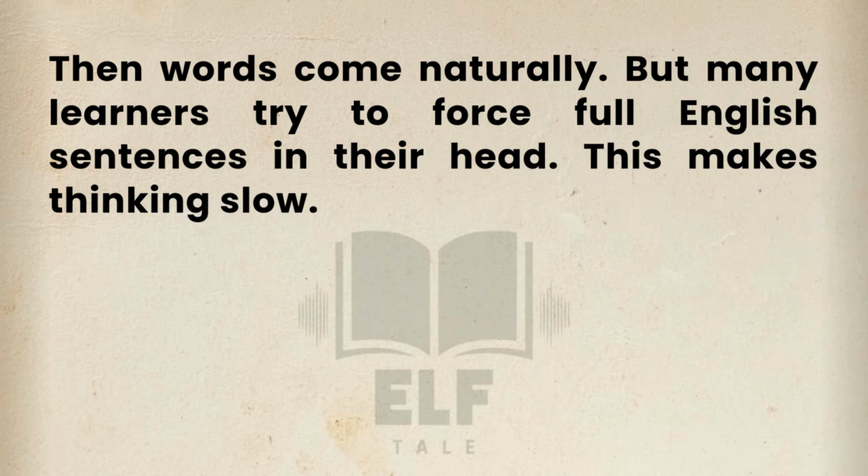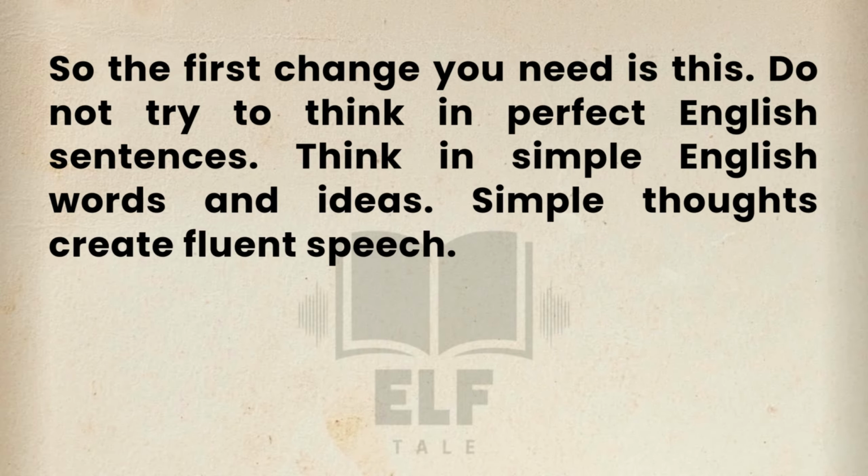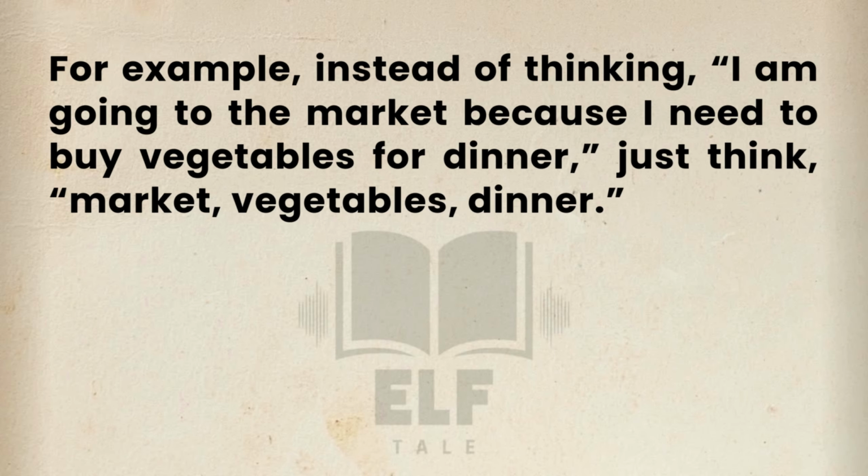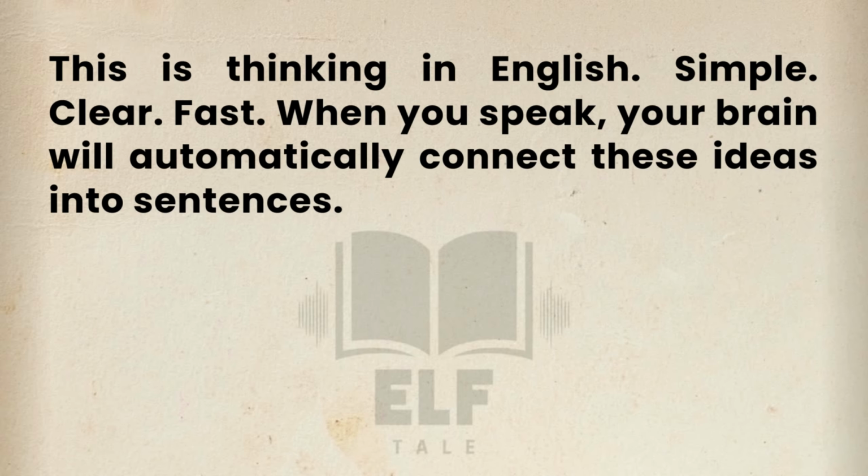This makes thinking slow. So the first change you need is this: do not try to think in perfect English sentences. Think in simple English words and ideas. Simple thoughts create fluent speech. For example, instead of thinking, "I am going to the market because I need to buy vegetables for dinner," just think market, vegetables, dinner. This is thinking in English. Simple, clear, fast. When you speak, your brain will automatically connect these ideas into sentences.